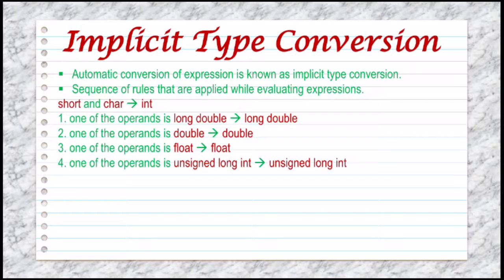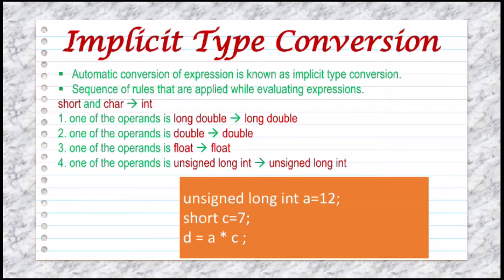Fourth one, else if one of the operands is unsigned long int, the other will be converted to unsigned long int and the result will be unsigned long int. So in the given example, we have declared variable a as unsigned long int and c as short. Because unsigned long int is present, the answer will be in unsigned long int.